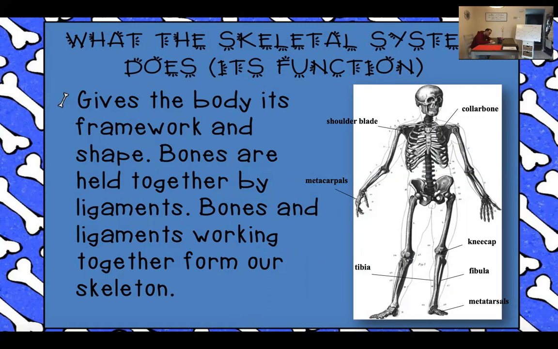So bones are held together by ligaments, and bones and ligaments together form our skeletal system. And you can see on the diagram there, we have the shoulder blade, the metacarpals in the hand. We have the tibia again and the fibula, the lower leg bones that we talked about. So tibia being the larger lower leg bone and fibula being the outer smaller one. We also have the collarbone.